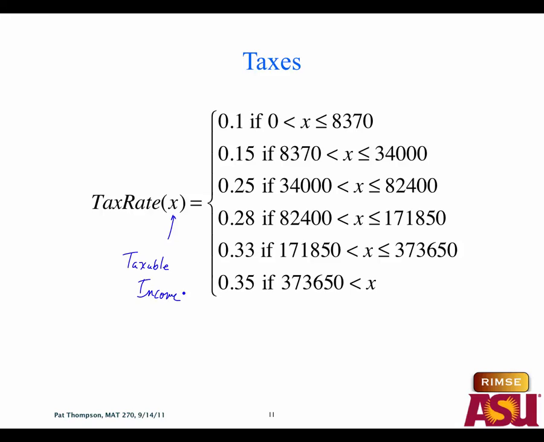Okay, and what is the output? What is the output? That's right. So the input is the taxable income. That's what x means. And what's the output? Taxes on that. Okay, so it's a percent?